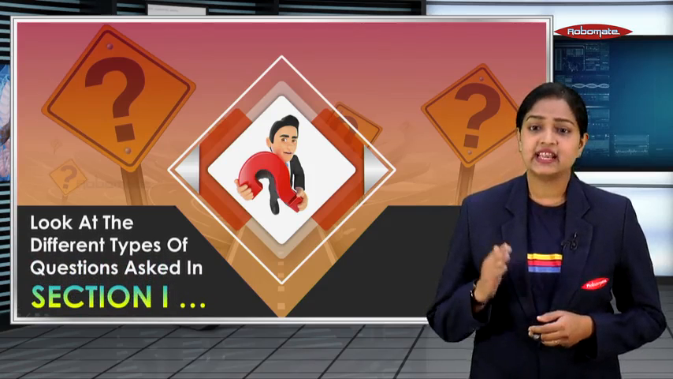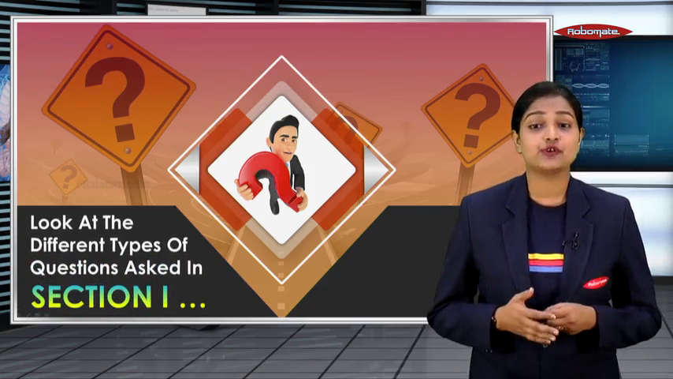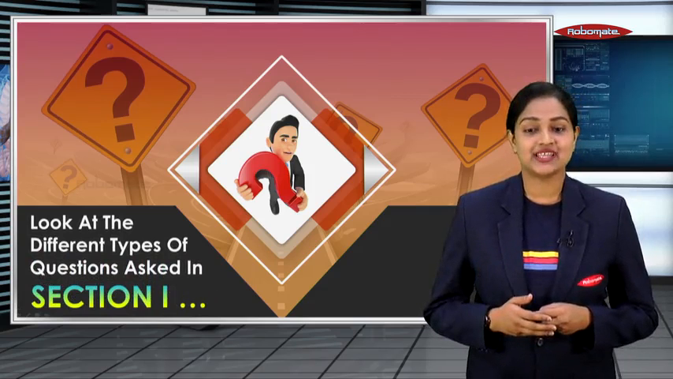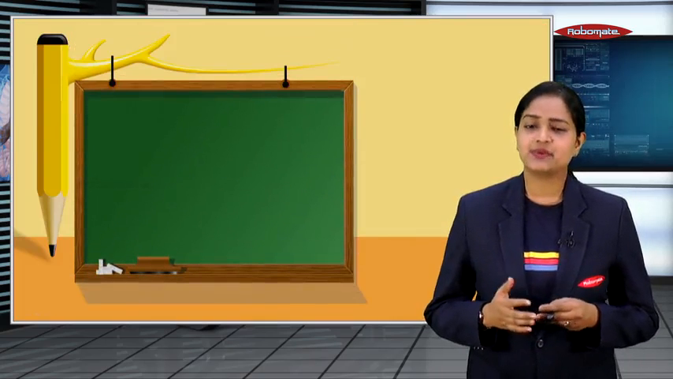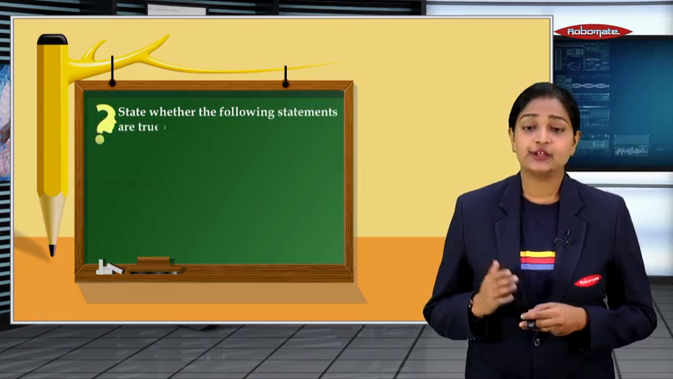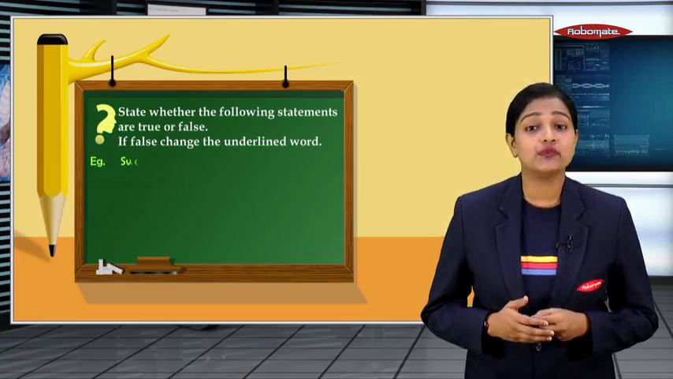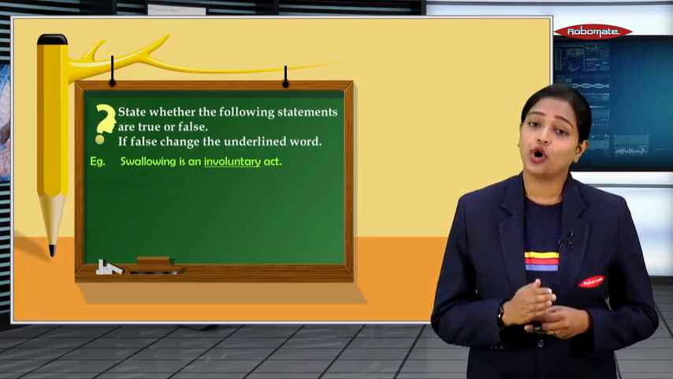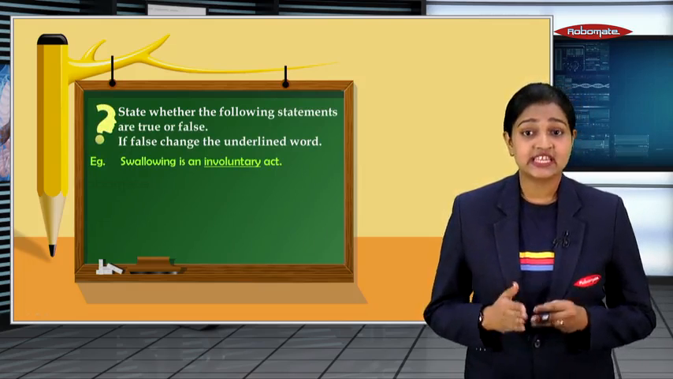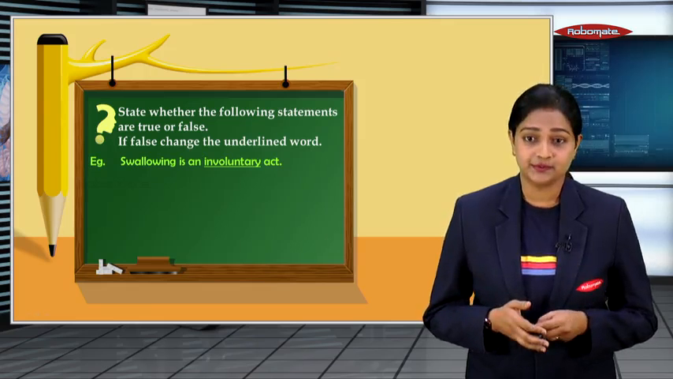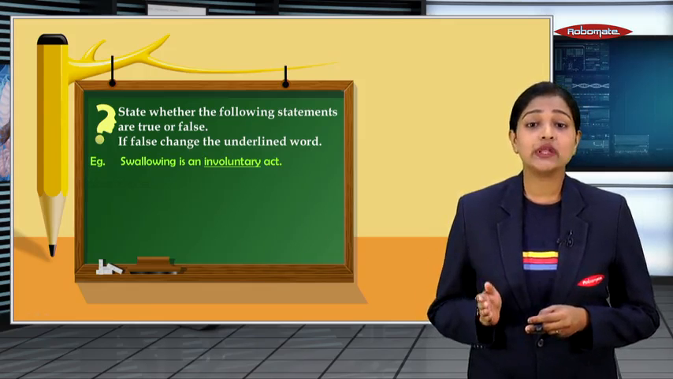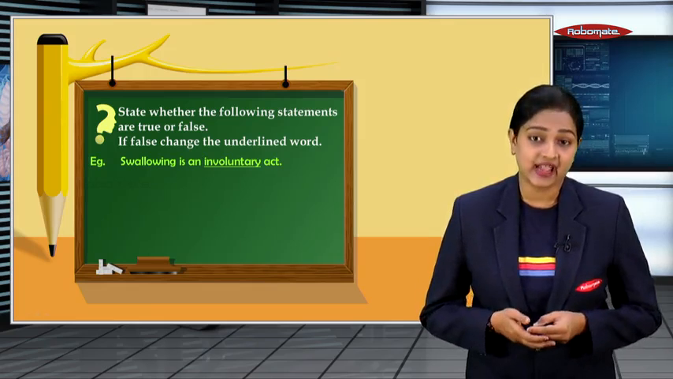Now students, let us look at the different types of questions that can be asked in section 1. Let us begin with the examples. The first type of question that can be asked is, state whether the following statements are true or false. If false, change the underlined word. Example, swallowing is an involuntary act.